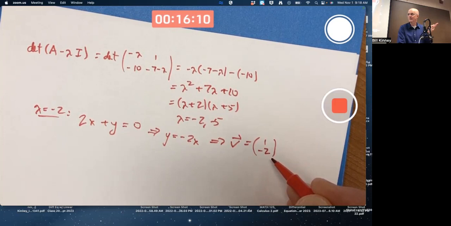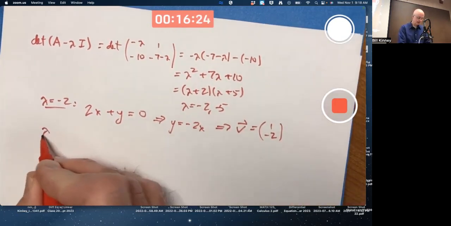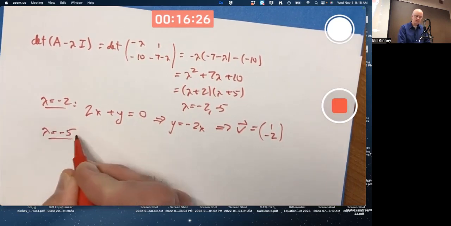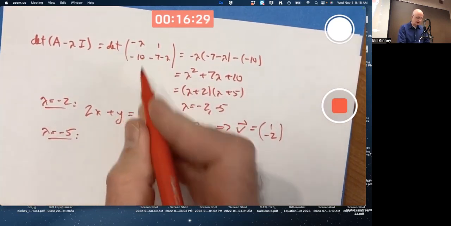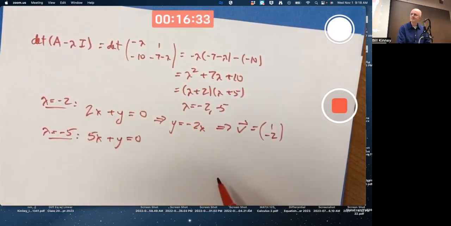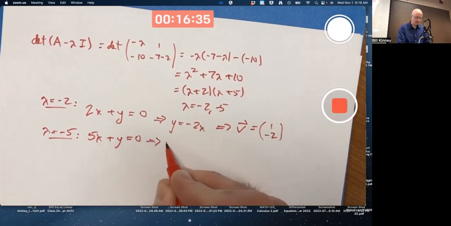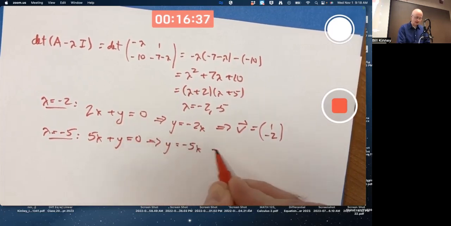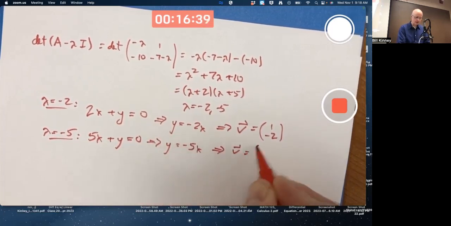I bet the next eigenvector for the other eigenvalue is going to be a 1 and a -5. Because when you differentiate 1 times e to the -5t, you get -5 times e to the -5t. This is like the coefficient of the velocity. I'll use -5 here. Negative of -5 is +5. Oh yeah, you can see it happening. y equals -5x, and so your eigenvector is going to be 1, -5.